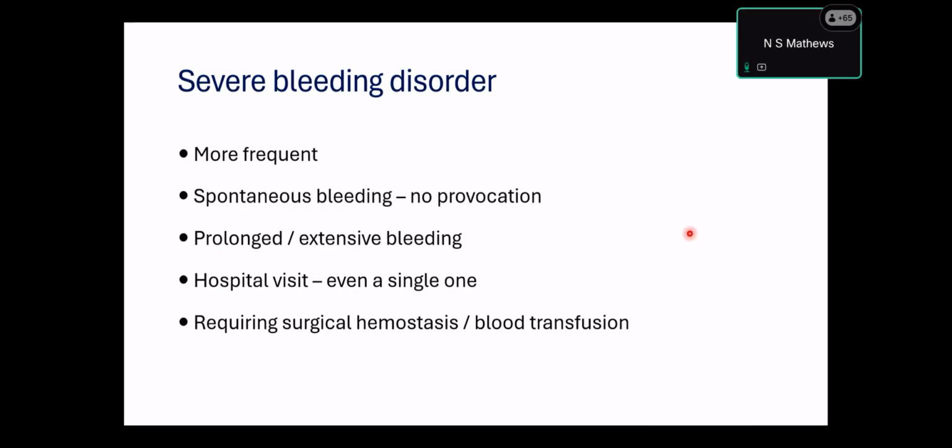Sorry about that. So, I guess we were here. Even if you have a single hospital visit for a bleeding disorder, then that's probably a severe bleeding disorder. And if you require surgical hemostasis to control the bleeding, or if you have blood or blood component transfusion to control the bleeding or to compensate for the bleeding, then you had a severe bleeding episode.